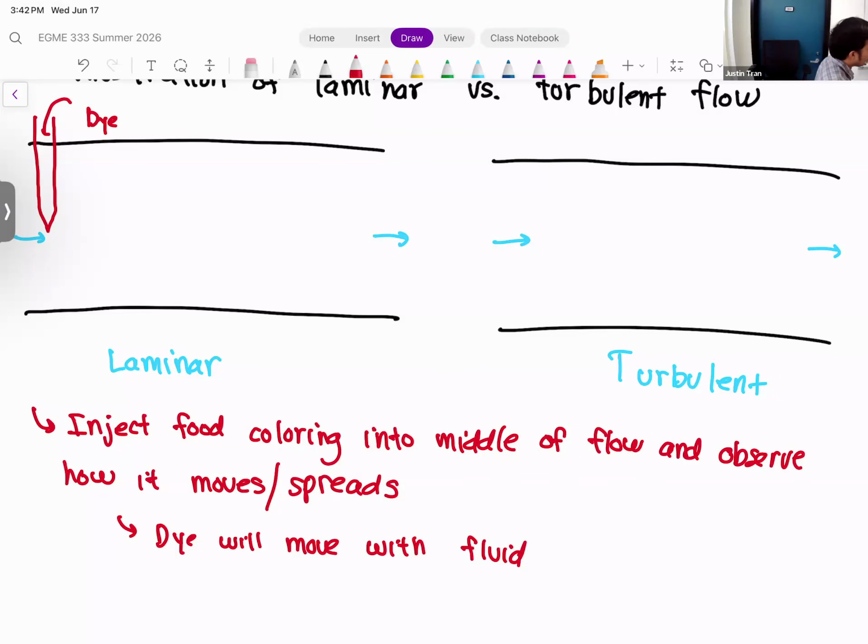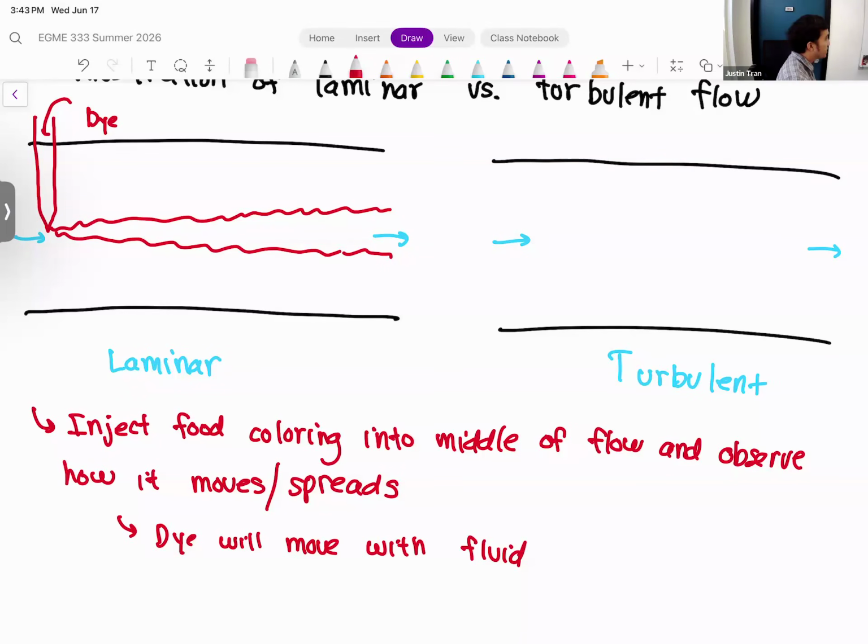Okay. What's interesting though is that, in addition to the motion of the dye going from left to right along the pipe, we also saw some spreading of the dye as well. Now in the laminar case, the spreading was fairly small, right? So basically you inject the dye here, you see a little bit of spread, with this cone here representing the amount of dye that's in there. So there's a little bit of spread, but it's not too crazy.